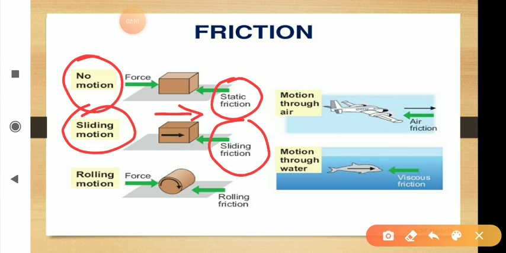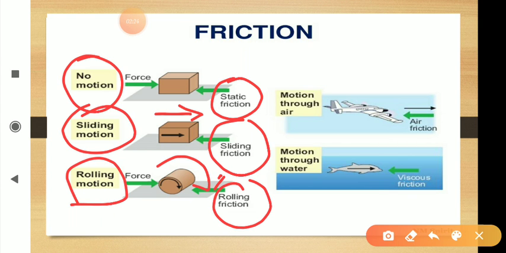If I take a wooden cylinder and roll it over the floor, in that case the motion is rolling motion and the friction provided is rolling friction. We must know that the value of rolling friction is always less as compared to sliding friction. This means that to roll a body needs less force as compared to sliding it.